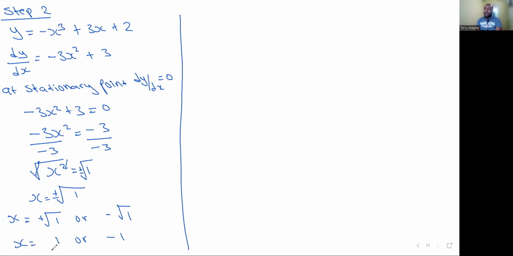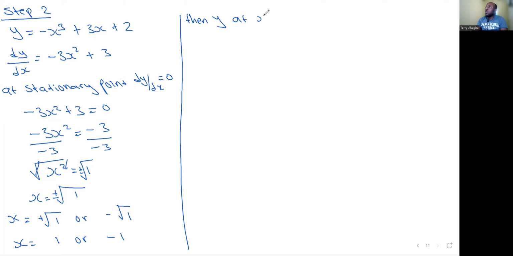Now, the next thing is that we're talking about stationary points, and stationary points must have both an x and a y, all right? So we need to find a y for this. So what will be the y when x is equal to 1? If you watch the video on how to find stationary points, I told you that you have to substitute x into the original equation.